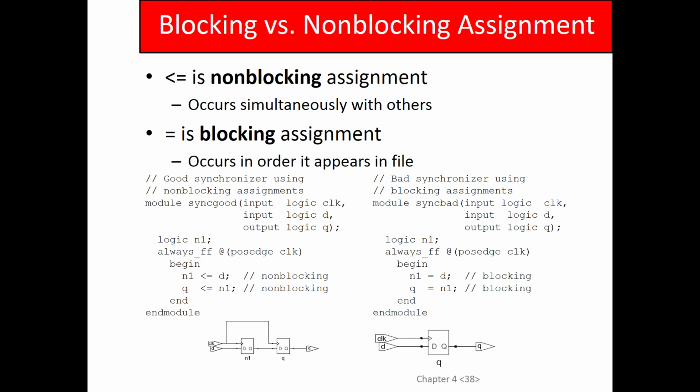Now, it's a little bit more complicated than that in reality, because it's not necessarily restricted to just one always statement. If you put blocking assignment in, then in this case D is assigned to N1, N1 is assigned to Q, but with blocking, N1 is going to be updated right after that line of code, so Q is going to see the new N1, which means in this case that this code reduces down to just a single flip-flop, right? These two lines are kind of redundant. You guys with me?